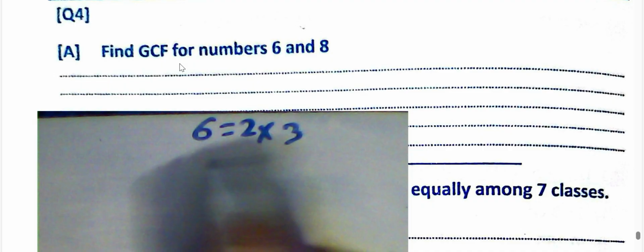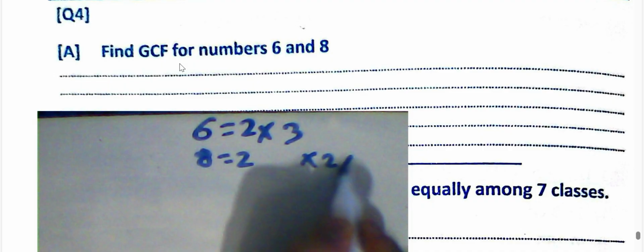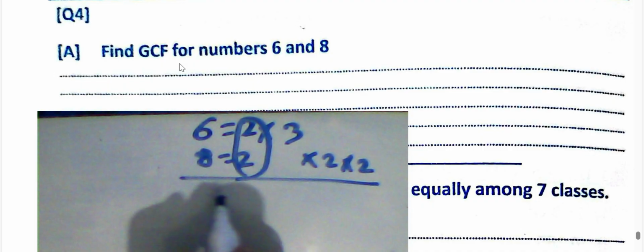Number 4. Find the greatest common factor of 6 and 8. The greatest common factor will be 2. 6 equivalent to 3 times 2 and 8 equal to 2 times 2 times 2. Then the greatest common factor equal to.